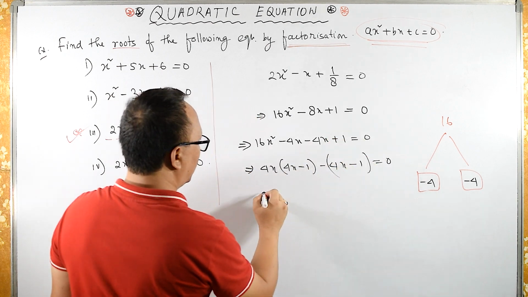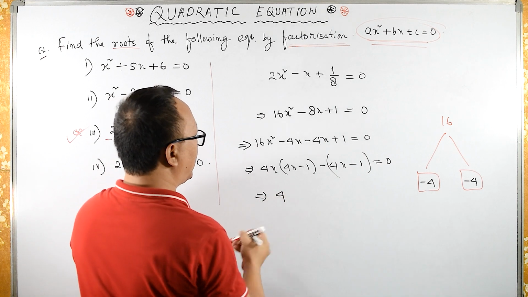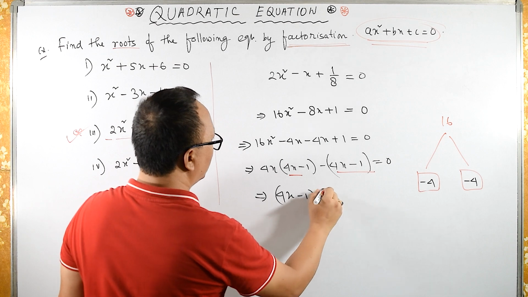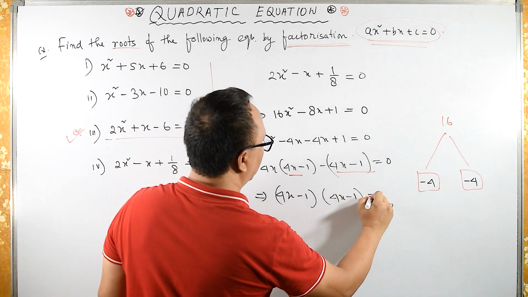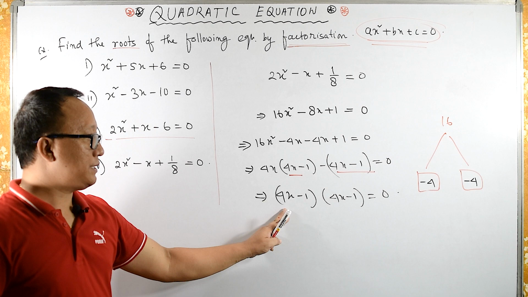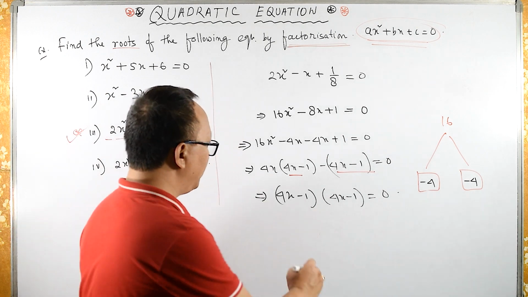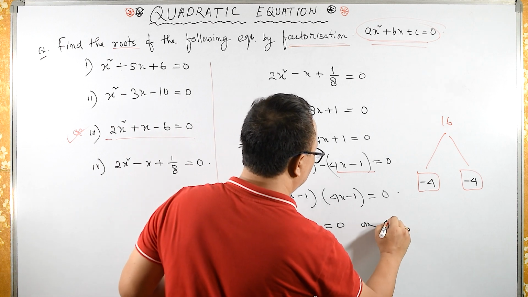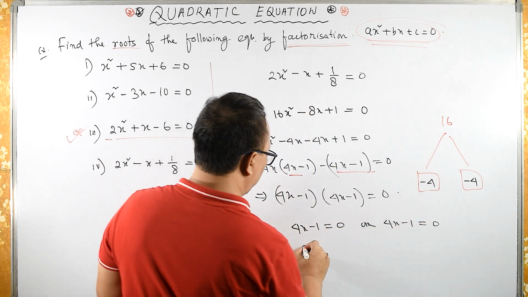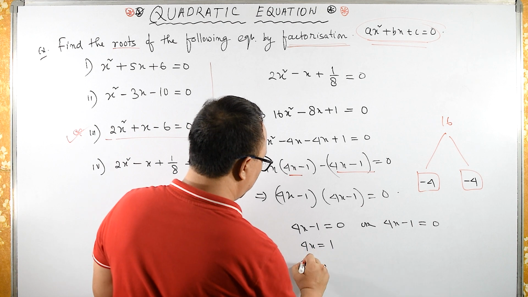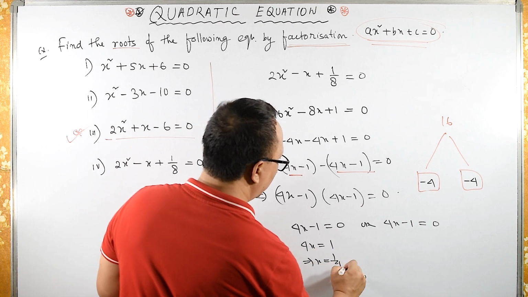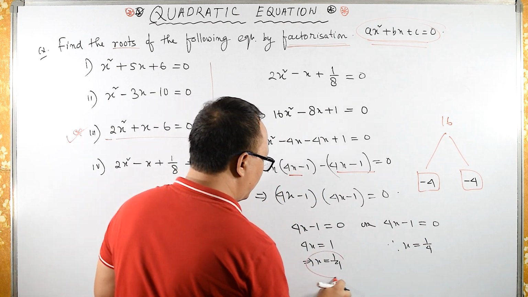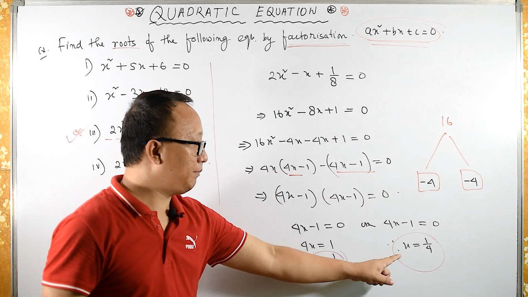From there, if I take 4x common, then 4x minus 1, minus 1 times 4x minus 1, because minus into minus is plus. If I take 4x minus 1 common, then 4x minus 1 into 4x minus 1 is equal to 0. Means either this equals to 0 or this equals to 0. Means 4x minus 1 equals to 0, so 4x equals to 1, which implies x equals to 1 by 4. Similarly, here also x equals to 1 by 4. So we have the same value repeated twice.